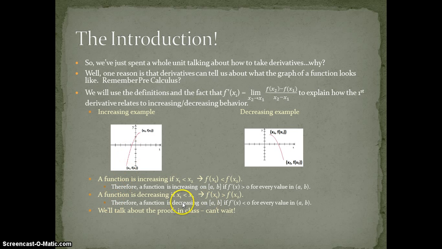A function is decreasing, on the other hand, if x sub 1 is less than x sub 2 means that f of x sub 1 is bigger than f of x sub 2. In other words, the function values go down as our x increases.